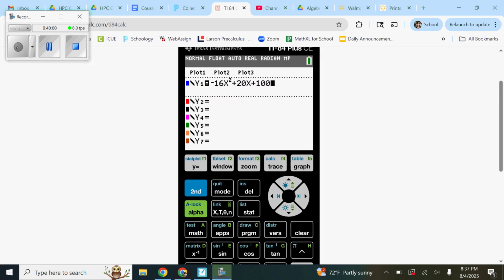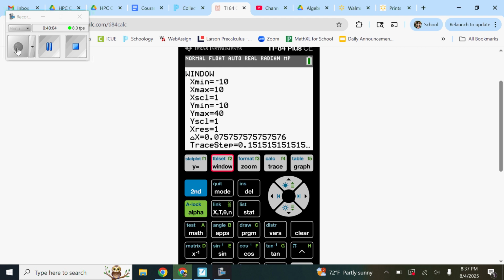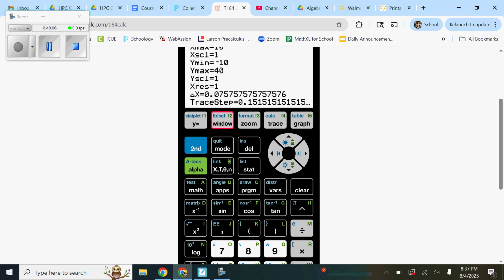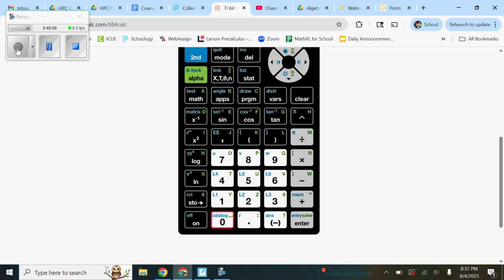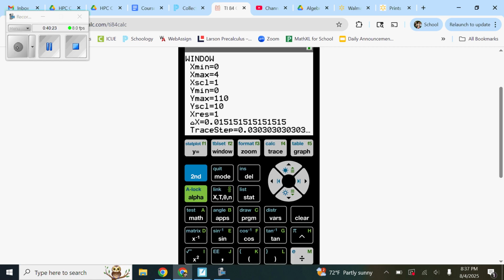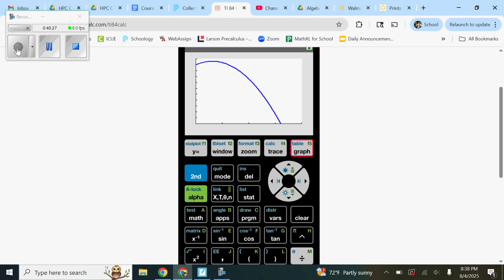I am going to set up the window for some success here, just to make sure we can see what we want to be able to see. So I'm going to start at 0 for x, and then I'm going to go up to maybe like 4 seconds. And then we're going to go up by ones. My y's, I'm going to start at 0. I'm going to go up to like 110, go by tens, just so I'll be able to see things. So just a little bit better picture. So 0 to 4 and then 0 to 110. So we can see that picture.